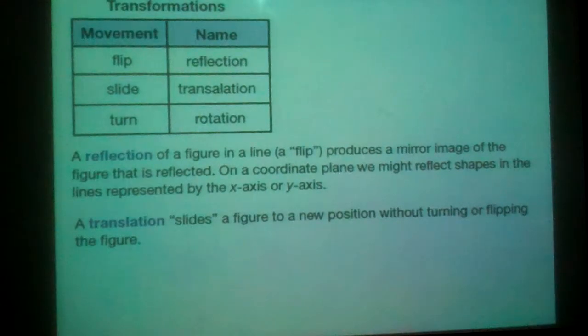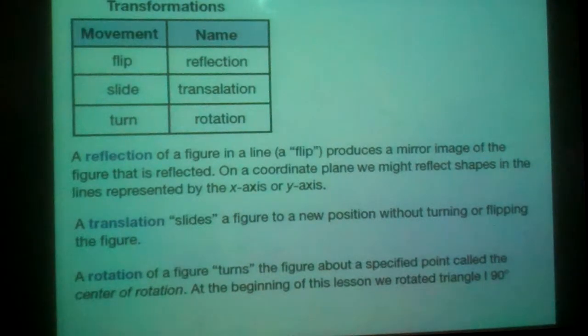Translation we talked about, slides the figure to a new position without turning or flipping. So the orientation stays the same, we just move it to a new spot. And rotation, we'll turn the figure about a specified point called the center of rotation, and at the beginning of this lesson, they rotated a triangle 90 degrees, alright? So there's an example of that in there.